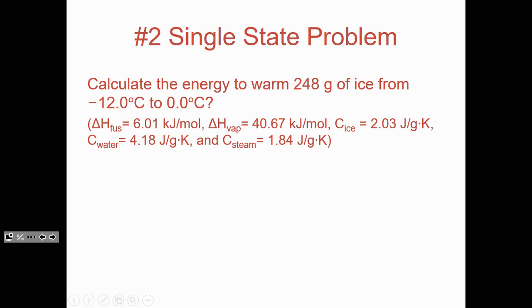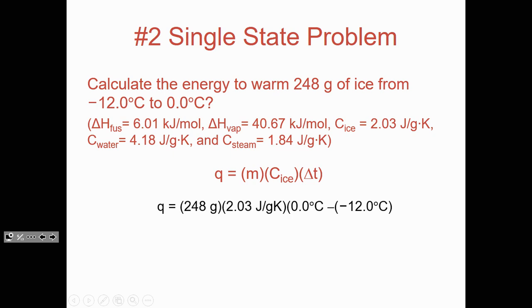Now, notice I've got my same set of constants, but in this case, we need to realize, since we're using MC delta T, and this is ice, we need the C for ice in our calculation. So 248 grams, C has joules per gram Kelvin, so we're fine to leave that in grams. We don't have to change it to moles. And then our constant for ice is 2.03 joules over gram Kelvin. And remember, changes in temperature are the same in Celsius or Kelvin, so I know you see 0.0 minus negative 12, and you're thinking, wait a second, those aren't Kelvin. Yes, I could add 273.15 to both of these numbers and subtract, but I'm still going to get the same thing.